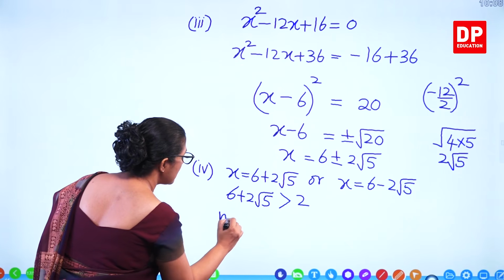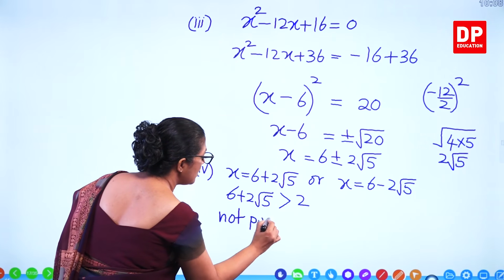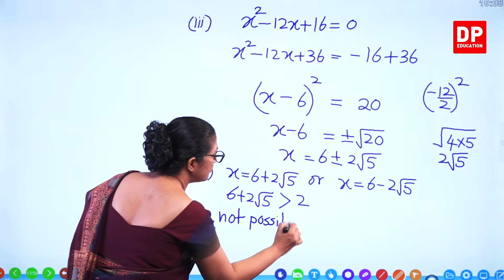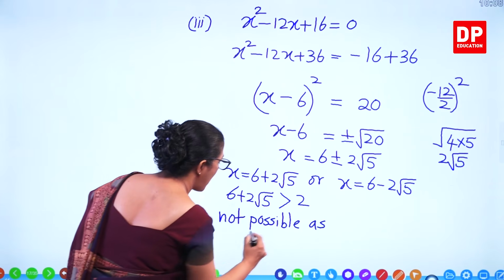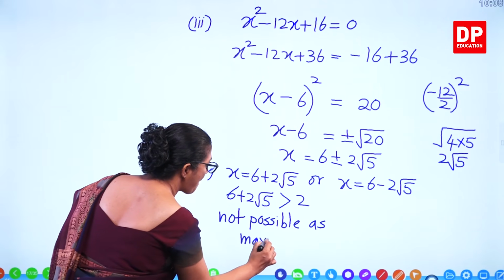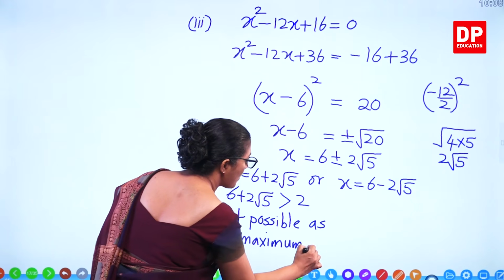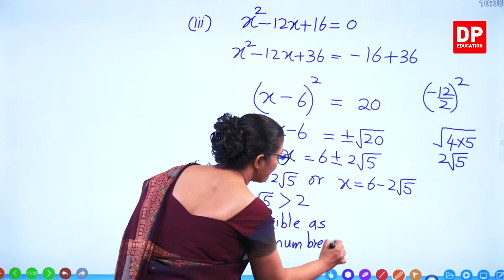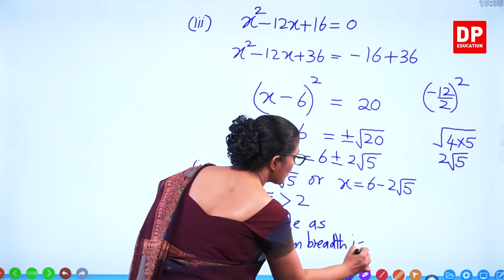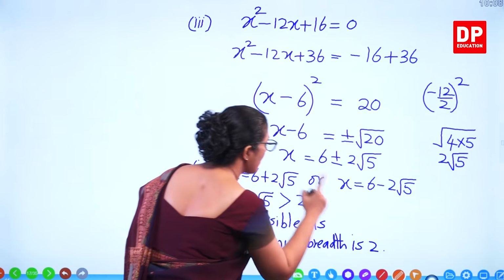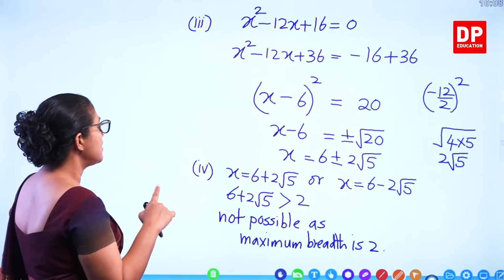So, not possible, as the maximum breadth is 2 there. So, you can't take that value.